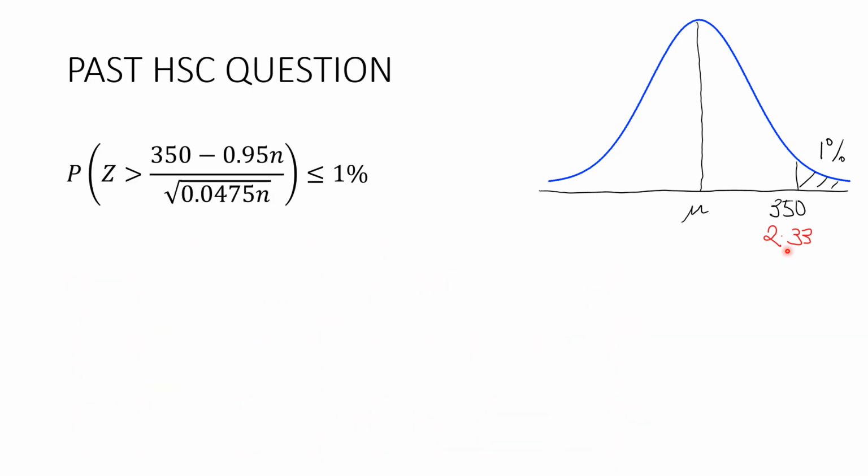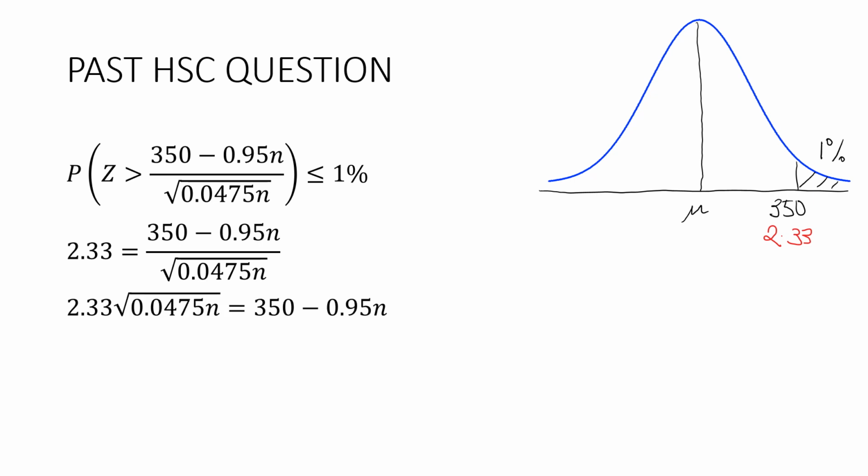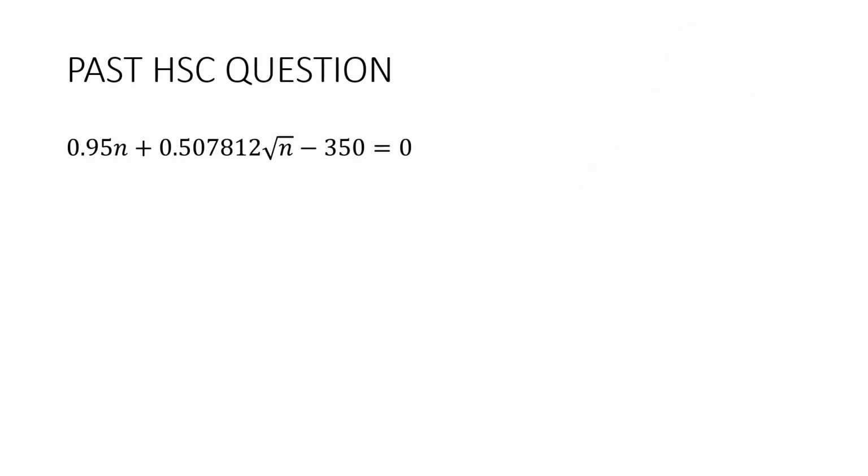And so substituting 2.33 into here, I'm going to solve an equation rather than an inequality. Multiply both sides by the square root of 0.0475n, and now collect everything on one side. So 0.95n plus 0.507812 square root of n, take away 350 is equal to 0. Now the easiest way to solve this is to recognize it as an equation that can be reduced to a quadratic. We've got n and the square root of n, and this is a constant term. So I'm going to do a substitution. Let m equal square root of n.